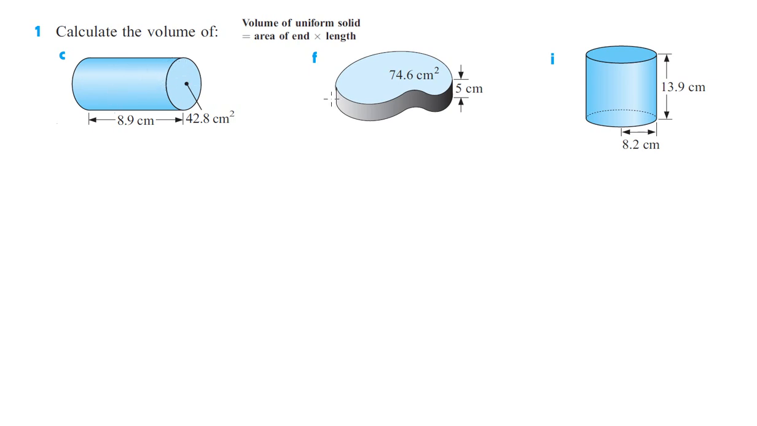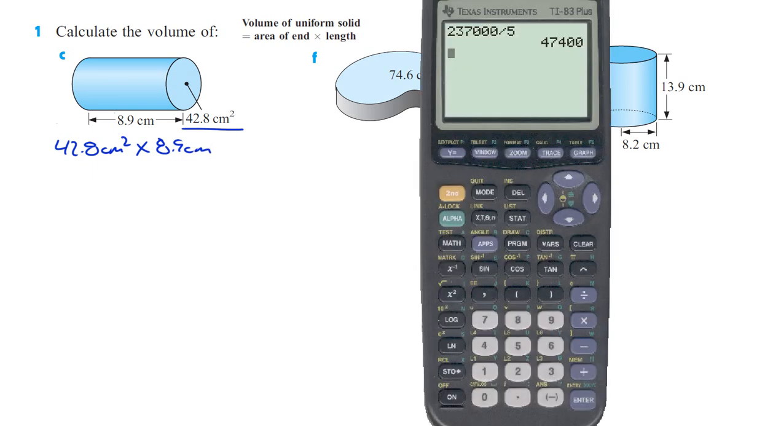So it's similar to a rectangular prism, but the end doesn't necessarily have to be a rectangle. It can be a circle or this blob looking thing here. Basically what we need to do is find the area of the end and multiply it by the length or the height. Look, it even tells us what the area of the end is. So all we're going to do is take 42.8 square centimeters and multiply it by 8.9 centimeters and see what we get.